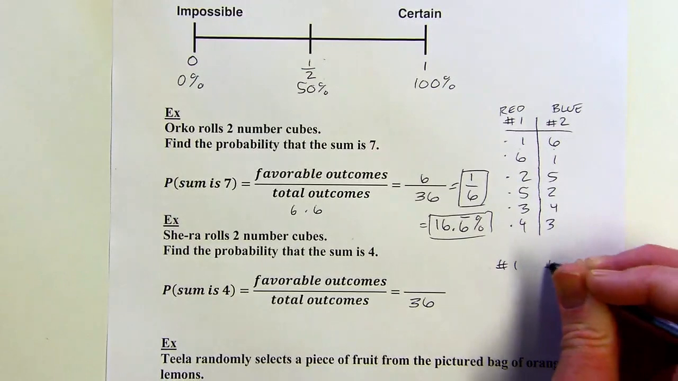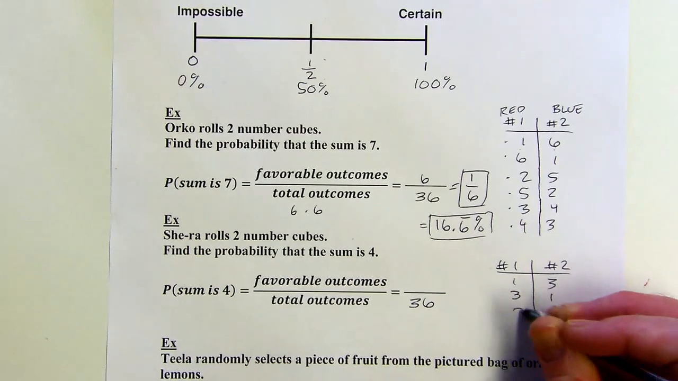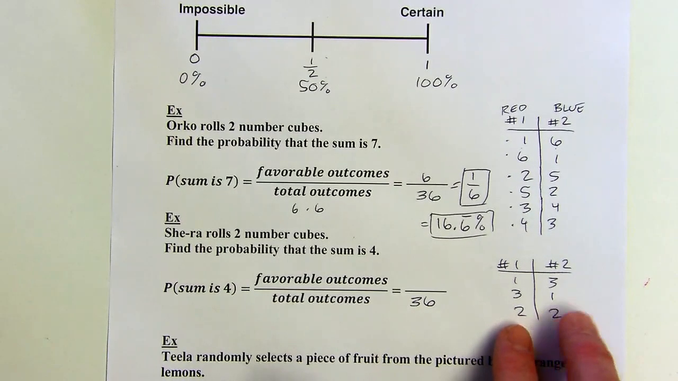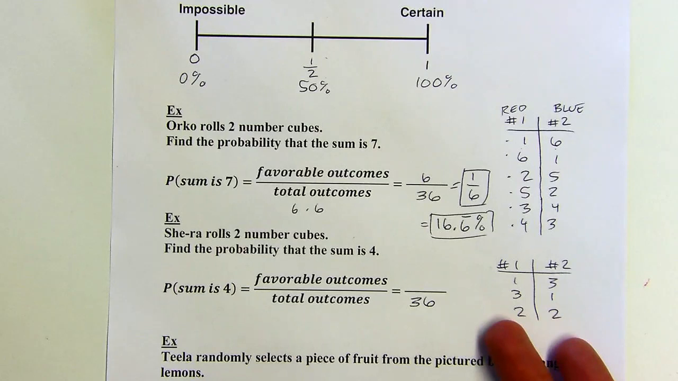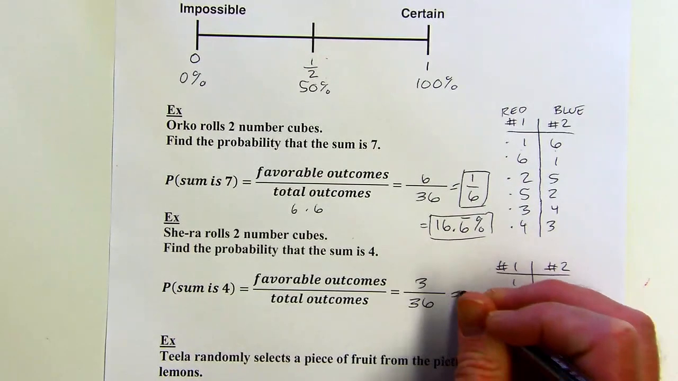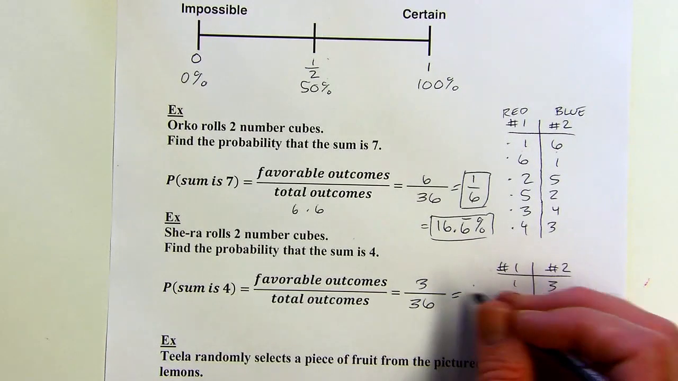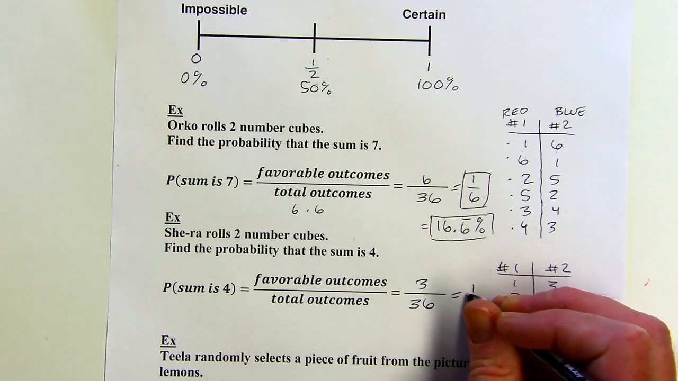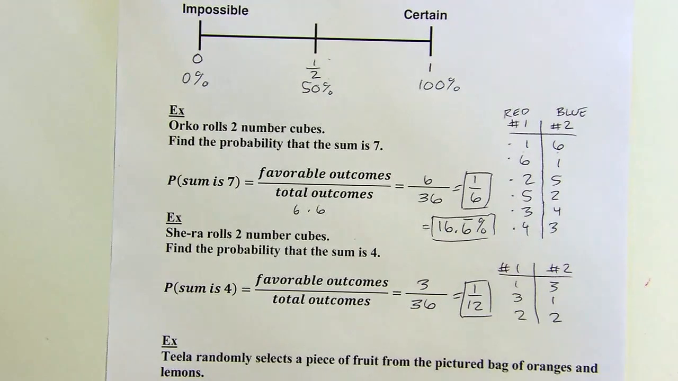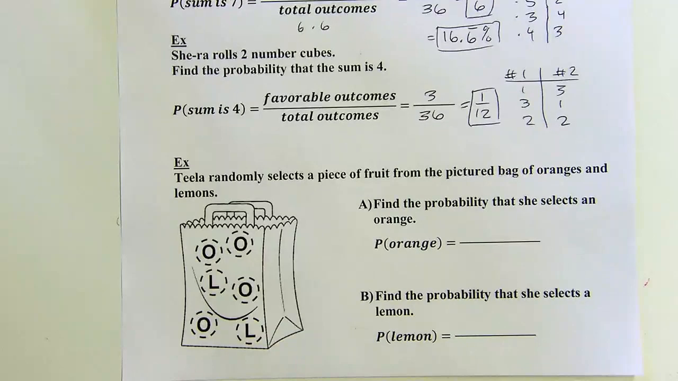So let's think through our favorable outcomes here. 1 and 3, 3 and 1, 2 and 2. There's only one way to get 2s. You have to get 4 using doubles. You have to get 2 on both of those. So you can't swap those and have it be a different outcome because it's the same 2 numbers. Okay, so there are 3 favorable outcomes. And then if I reduce this, I can divide by 3, and I'm going to get 1/12. Okay. All right. Let's look at the next problem.